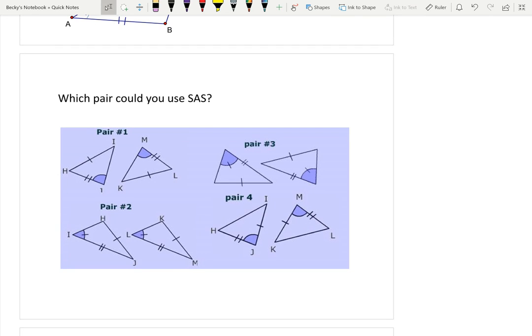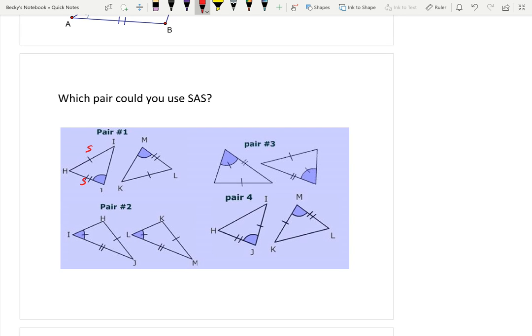Now, I'll be quiet for a second. I want you to look through these. They're all a little different. You need to find the pair that is congruent by SAS. So you're looking for 2 sides and the angle in between. So if you need to pause me, pause and try to find it on your own. Okay, so hopefully you have found it. If you haven't, again, pause me and come back.